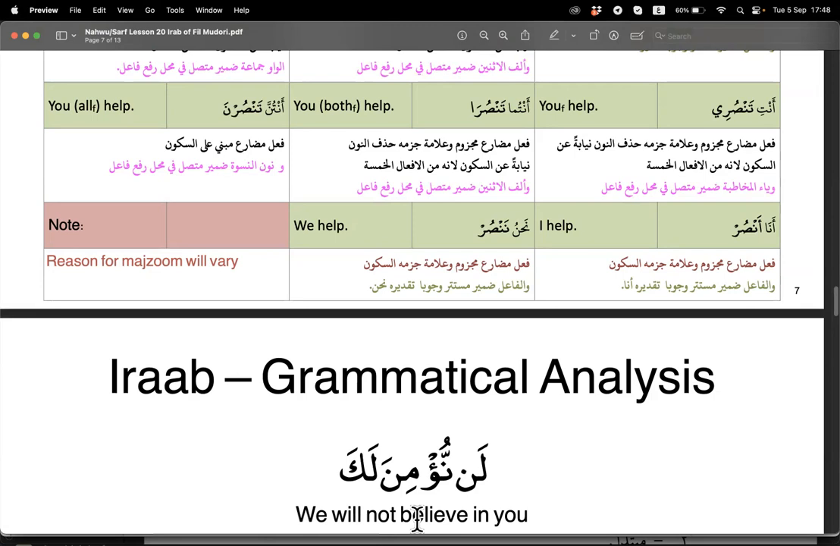How do you know it's mansub? Because of lan. Yes, but if you just look at this word itself, nu'mina, how do we know that this is mansub? Because of the fathah. Yes, so mansub bil fathah. And then who's our fa'il? Our fa'il is nahnu.